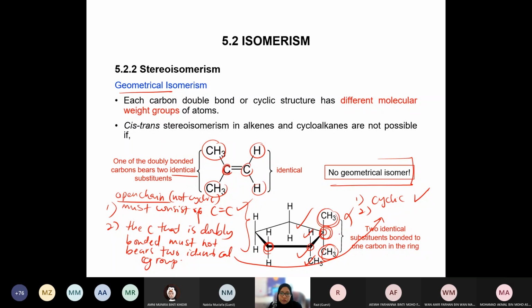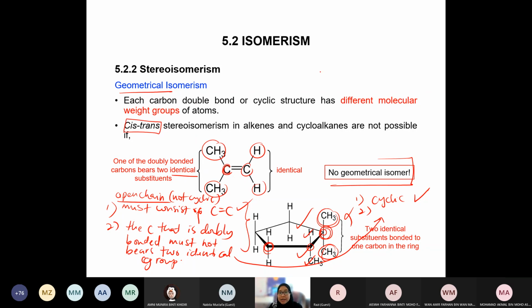So it does not obey these two. It does not obey the number 2 rule. Therefore, this cyclic molecule does not have geometrical isomerism. Okay, alright. So to represent geometrical isomerism, we're going to be using cis-trans.